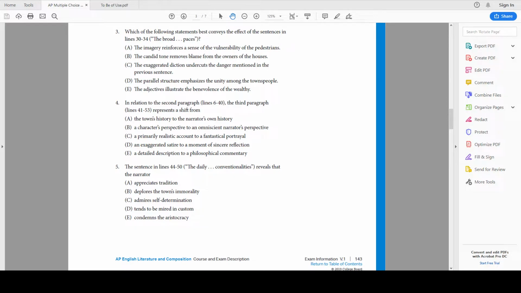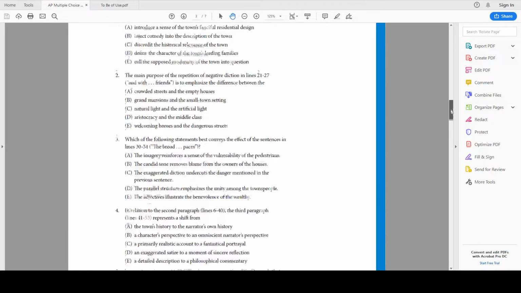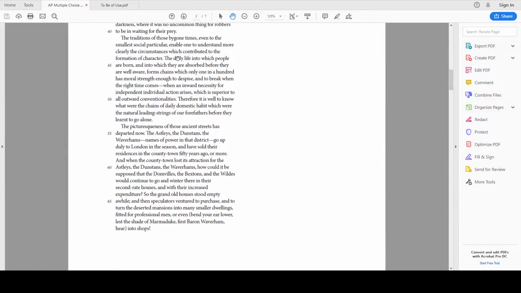Let's take a look at question 5. The sentences in lines 44 through 50, the daily conventionalities, reveal that the narrator, so you know what we're going to do. Let's go back to line 44. The daily life into which people are born and into which they are absorbed before they are well aware forms chains which only one in a hundred has the moral strength enough to despise and break when the right time comes. When an inward necessity for independent individual action arises, which is superior to all outward conventionalities.